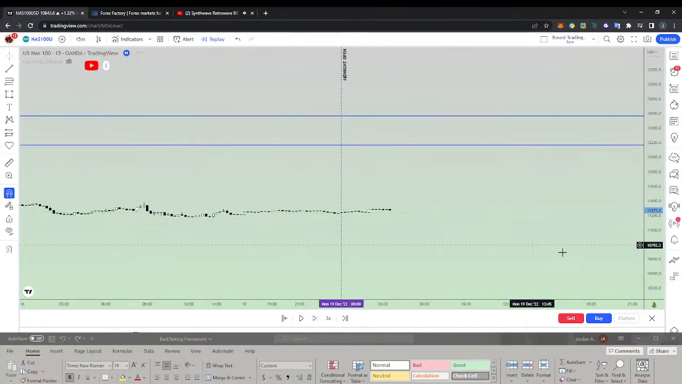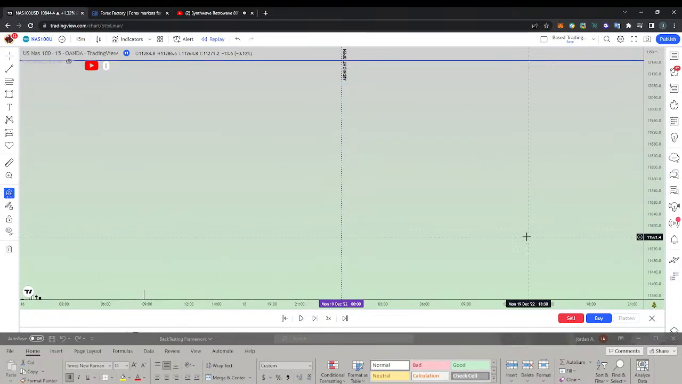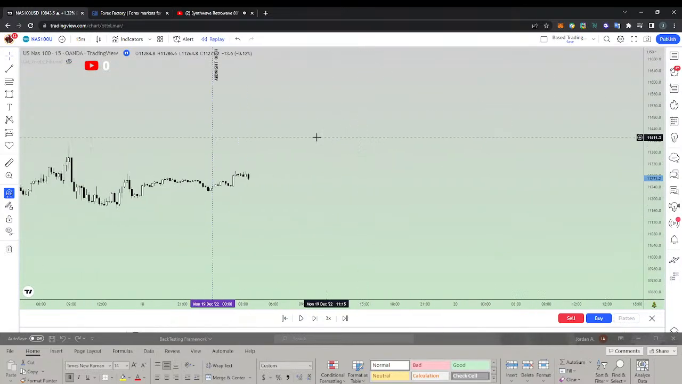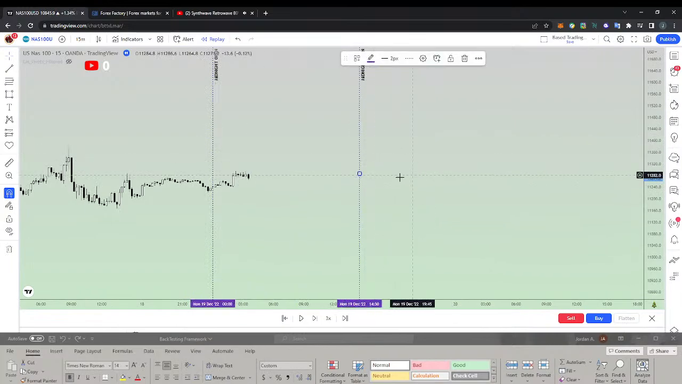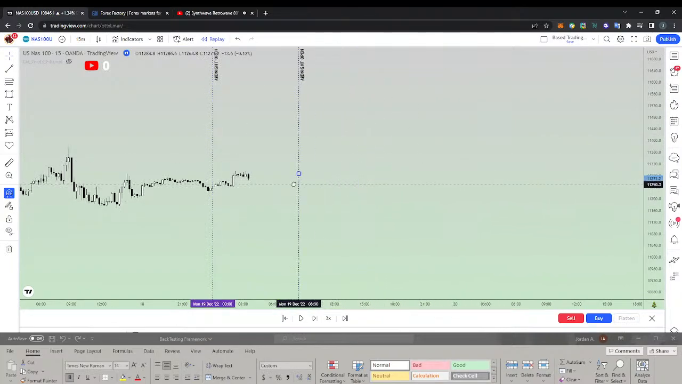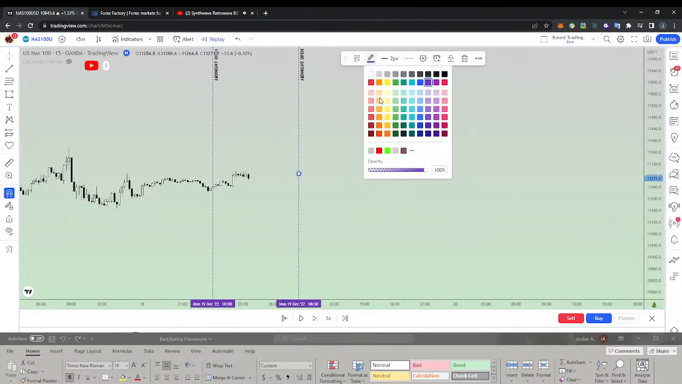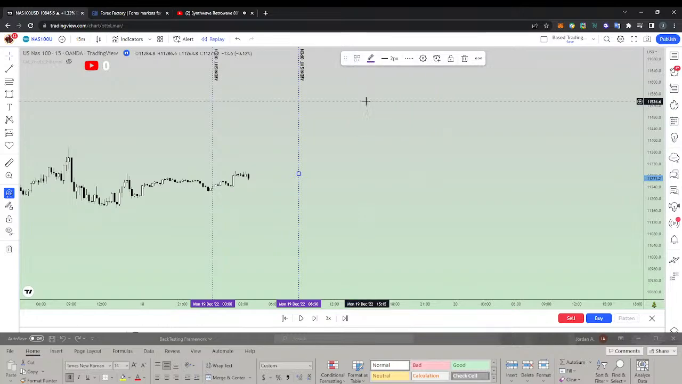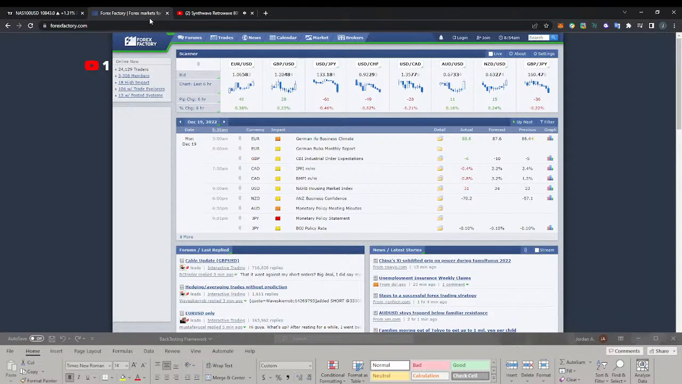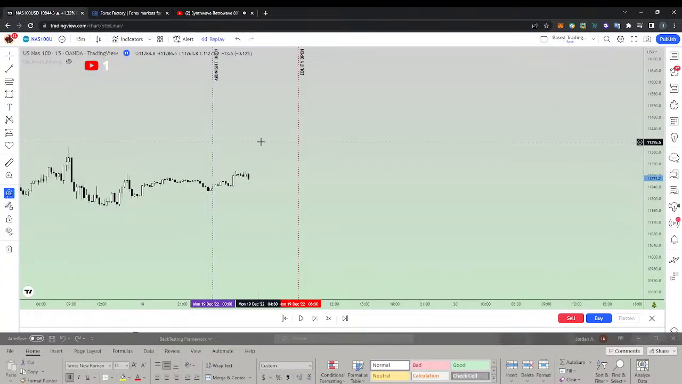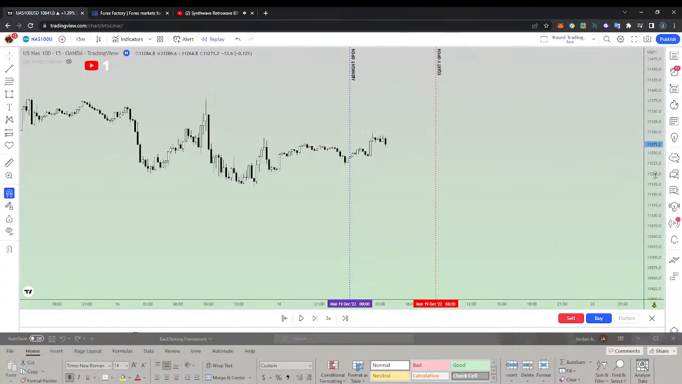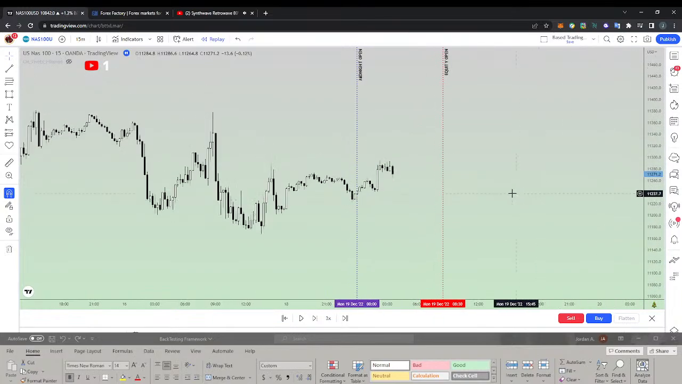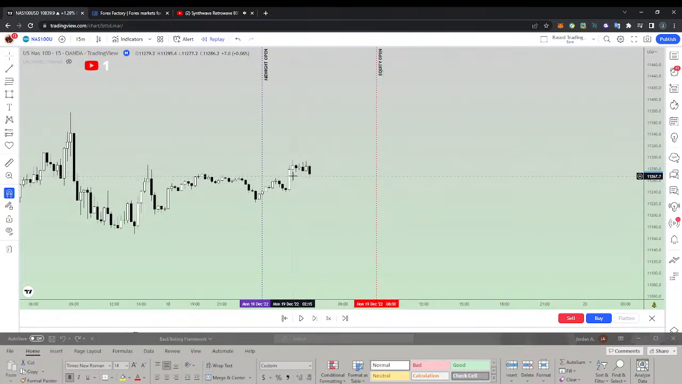Okay, so we're favoring shorts. And we don't have any high impact news, so we could get chop or standard delivery. Those are the two most likely options.